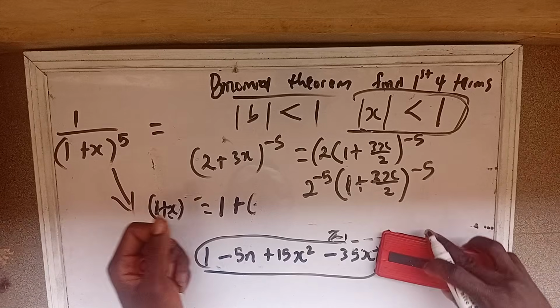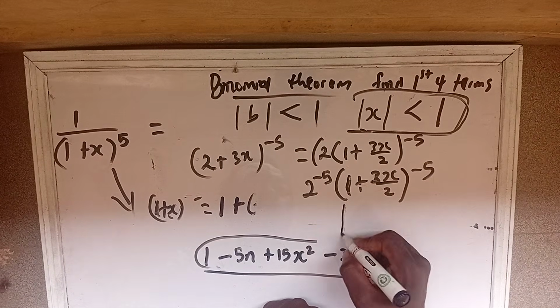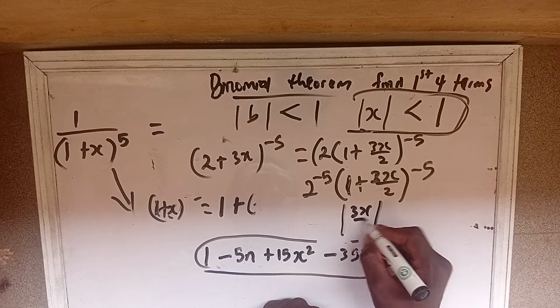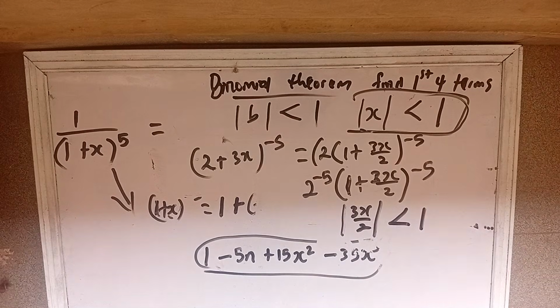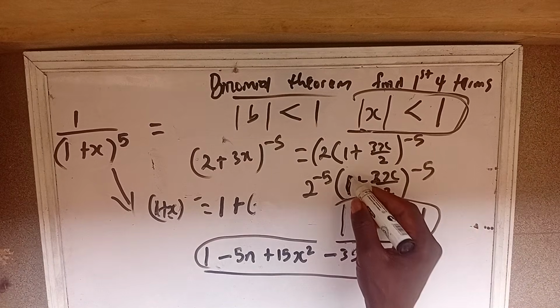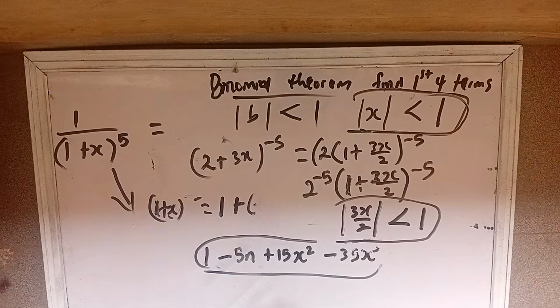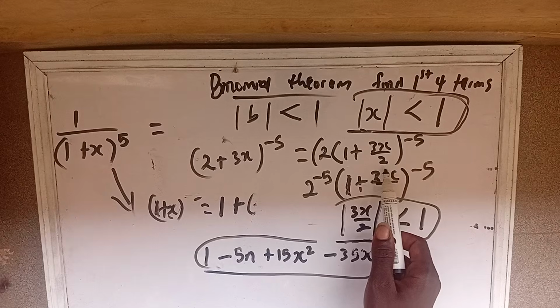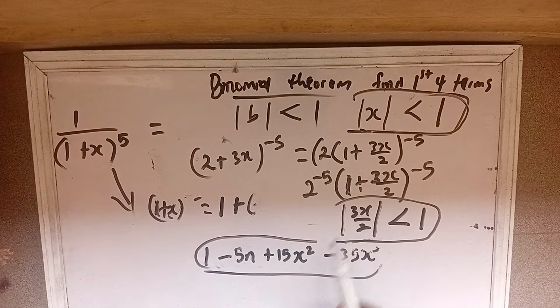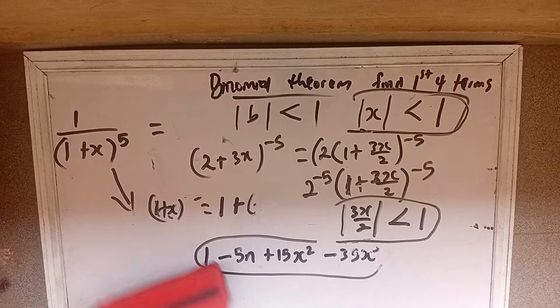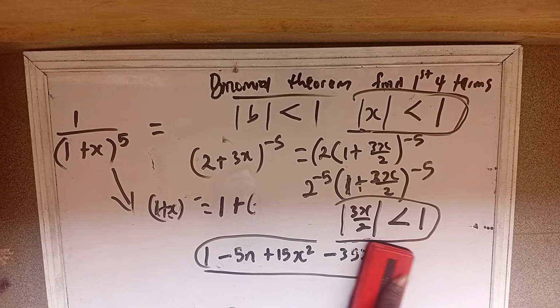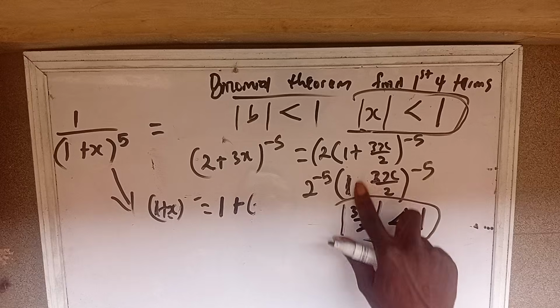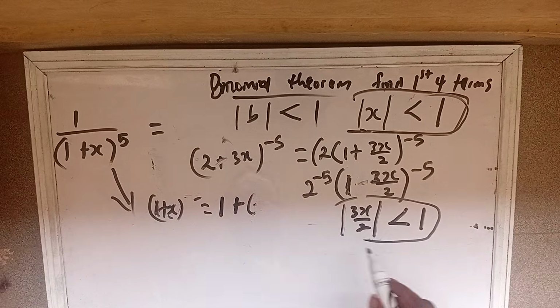But for this one now, our range of validity will give us the absolute value of what? 3x over 2 less than what? Less than 1. This is only valid if you have 1 here. But if 1 is not there before, see how you can transform it. Then this one becomes, from 3x, it becomes 3x over 2. So the absolute value of 3x over 2 less than 1. So that's the range of validity. Even if you have minus here, maybe minus is in the question, then you have the absolute value of minus 3x over 2 less than 1.